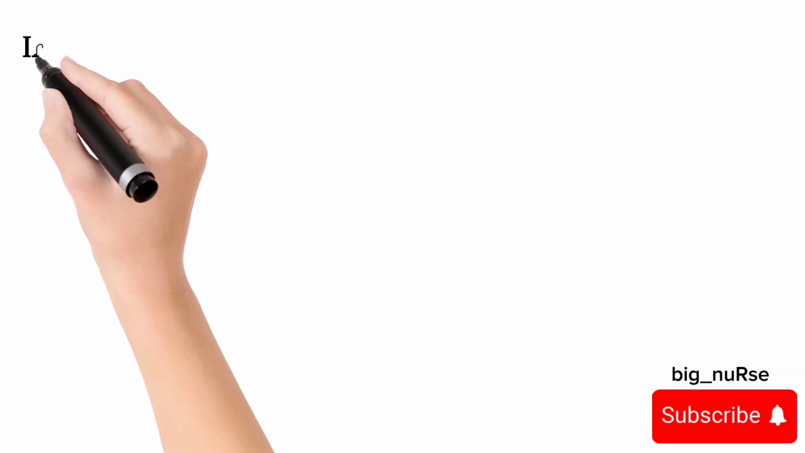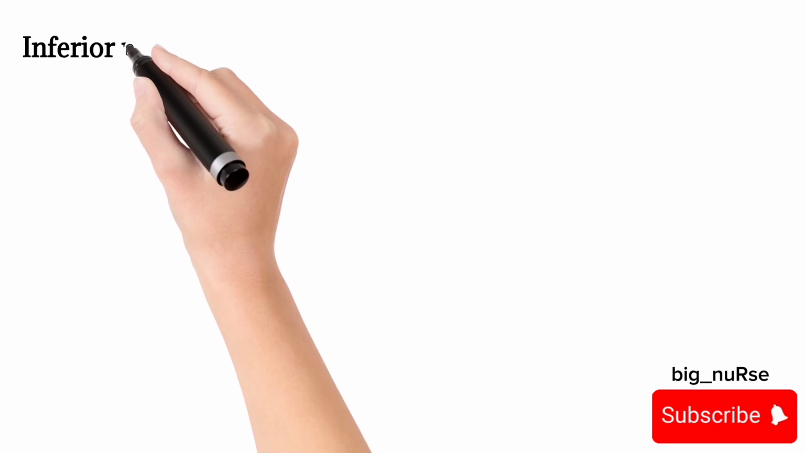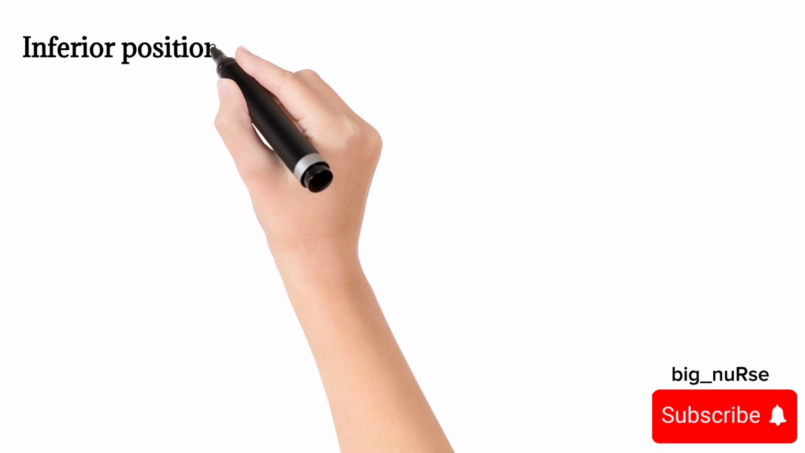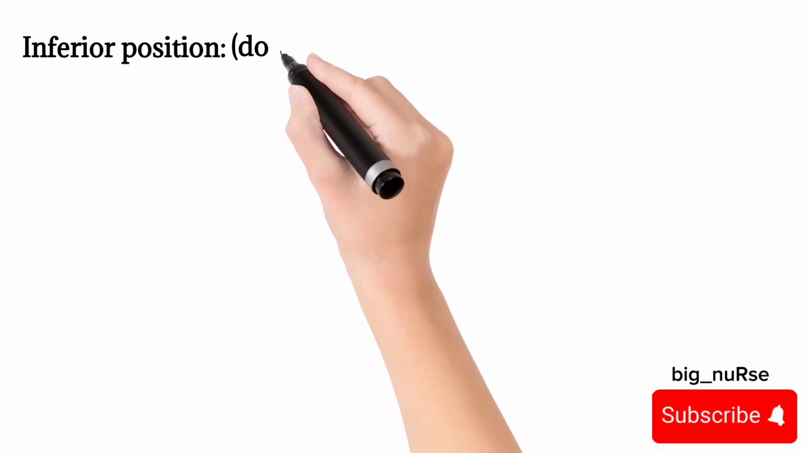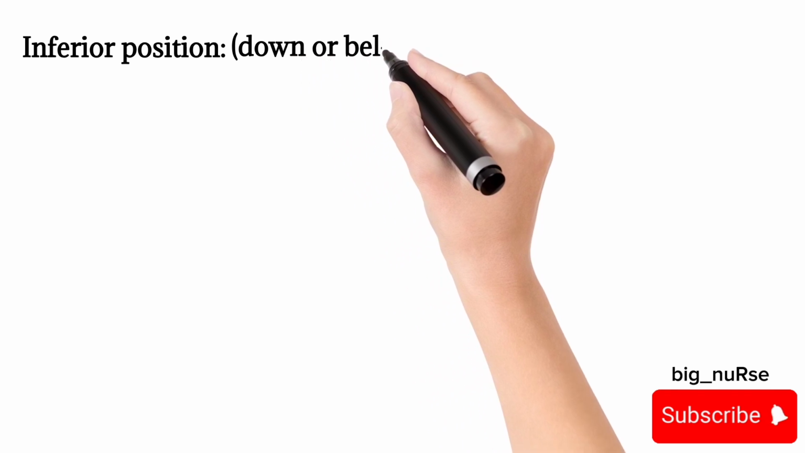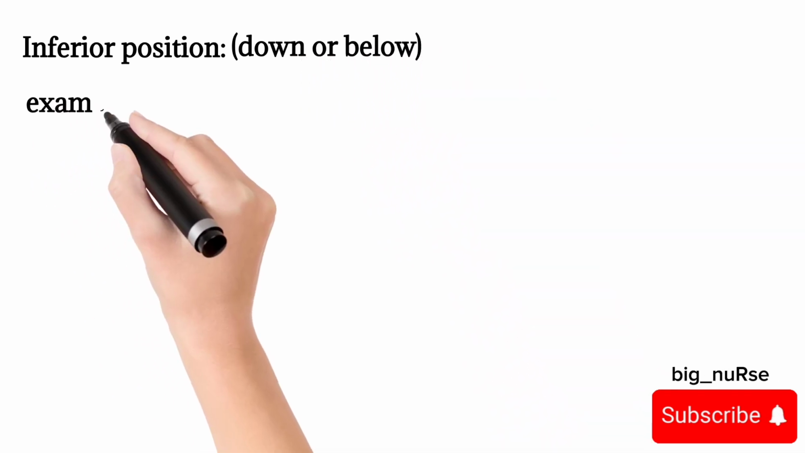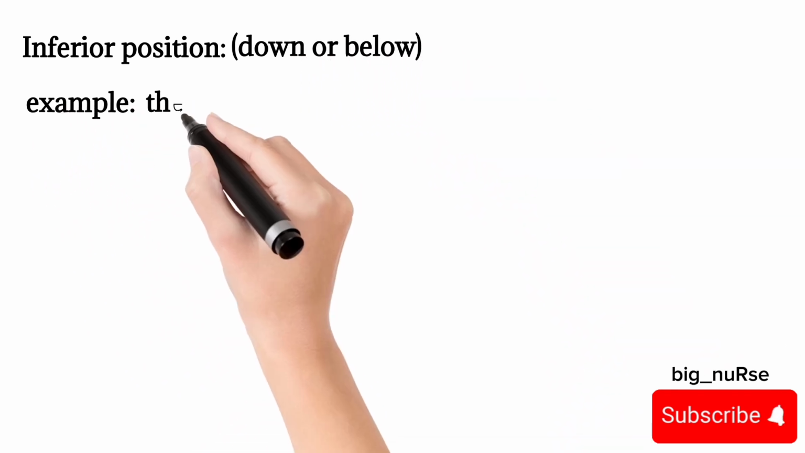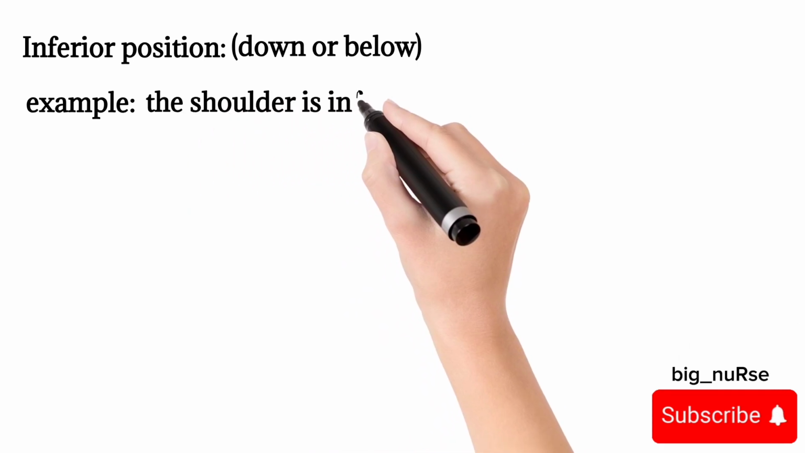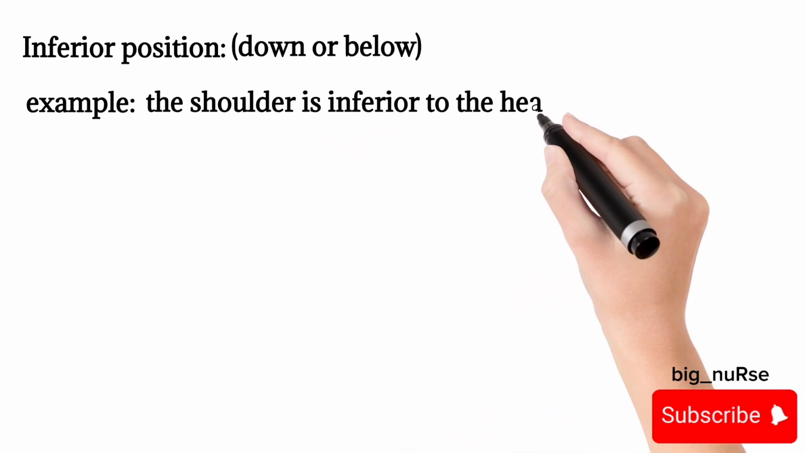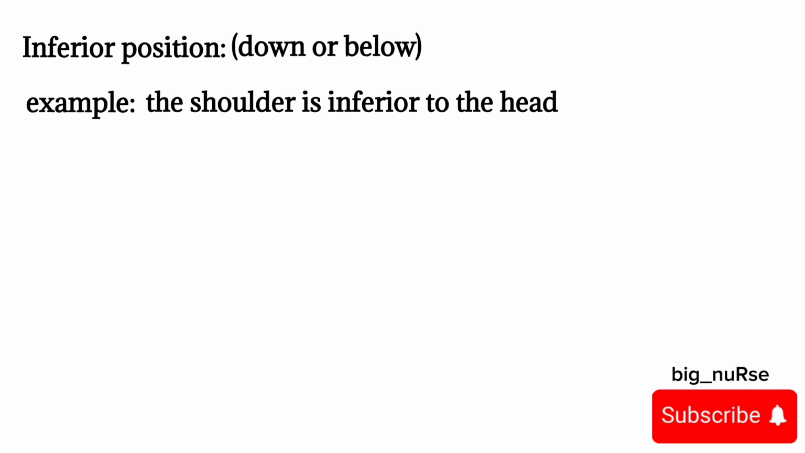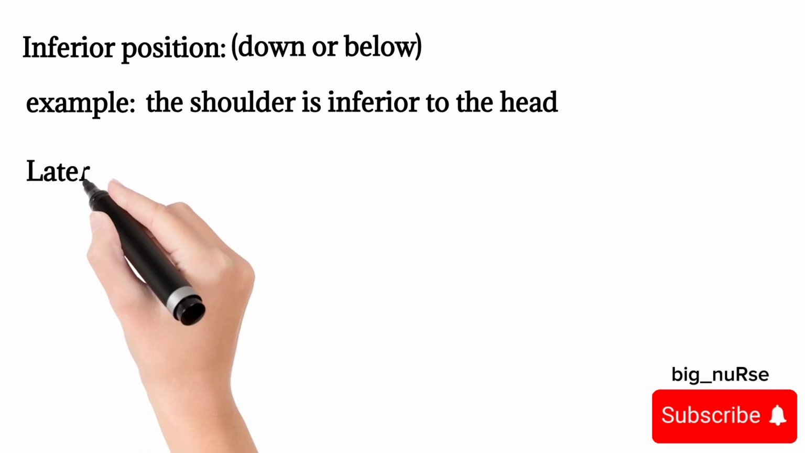The next position is the opposite of superior, which is inferior position. It literally means down or below. An example here is the shoulder is inferior to the head. You know the meaning. The shoulder is below the head.